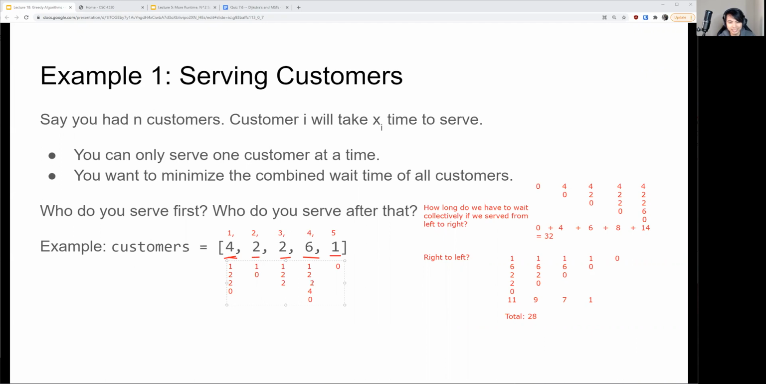Yeah, for those of you who are saying the solution is to hire more people, I agree with you, but sometimes scarcity is a thing, right?